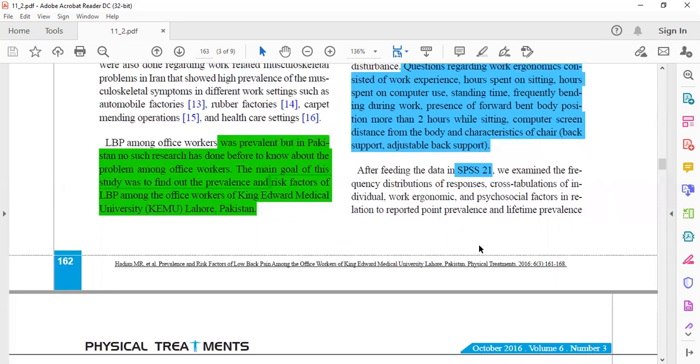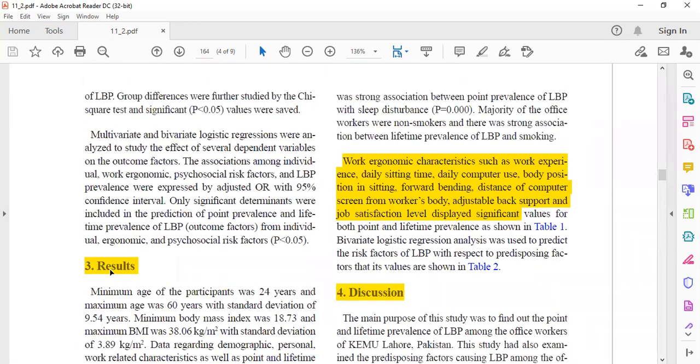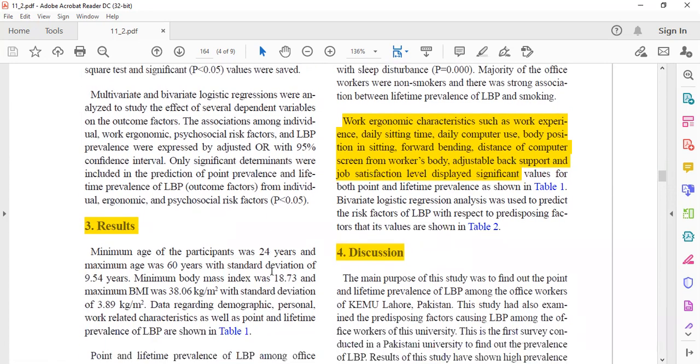All right. After this, here are the results. In the results portion, I will write the findings of my study. In some journals they take it as results and discussion, but in this journal results are given separately and the discussion is given separately. So results and discussion might be the same part sometimes. So here are the results.